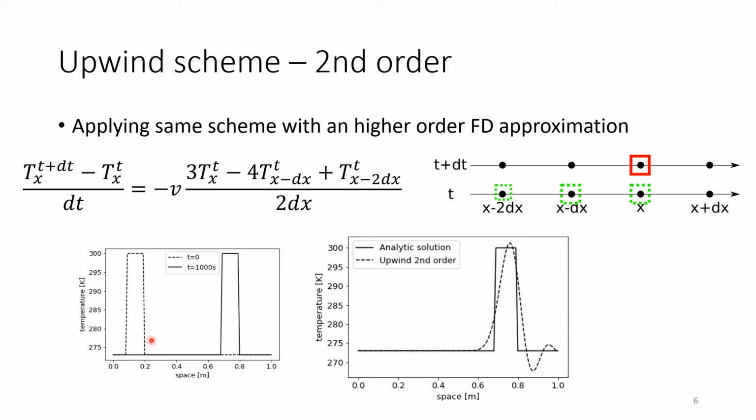Again, on the left-hand side, this is our analytical solution. This is what we would expect. This is our initial condition. This is what we should expect. And now you see here in the dashed line, this is what we get with upwind second order.